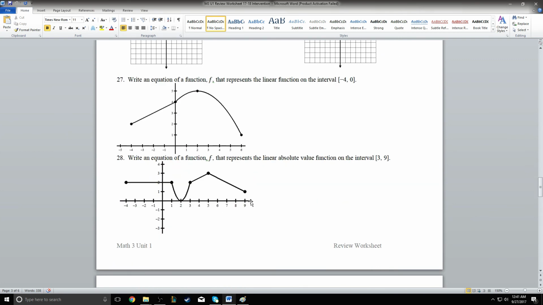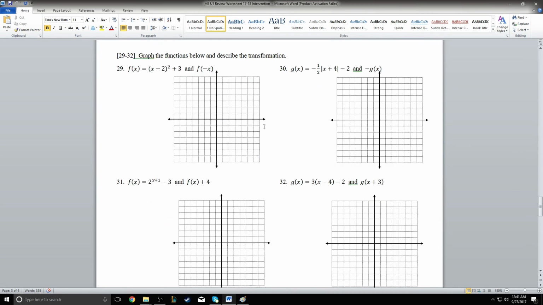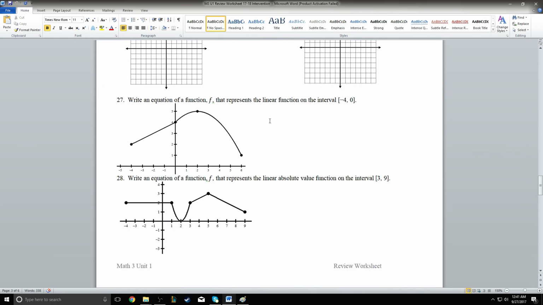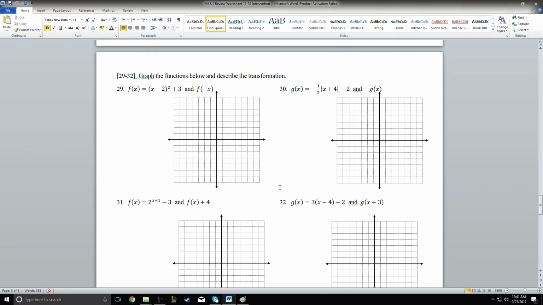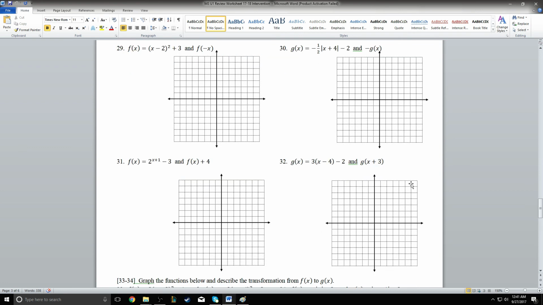Okay. Write an equation that represents the linear function on the interval. I'm trying to figure out what I haven't done so far. Okay, reflections. From the first part of me doing it, you should be able to do 27, 28. Okay, we'll do these guys.